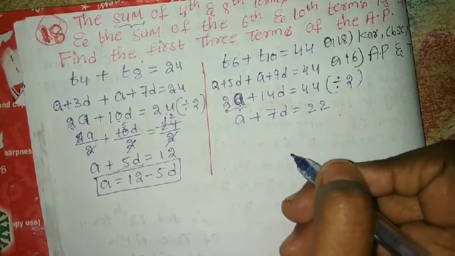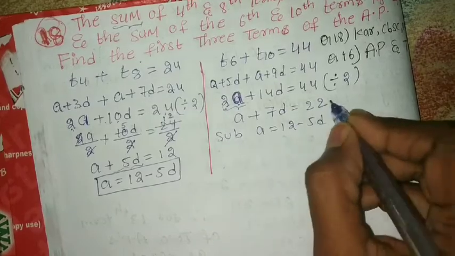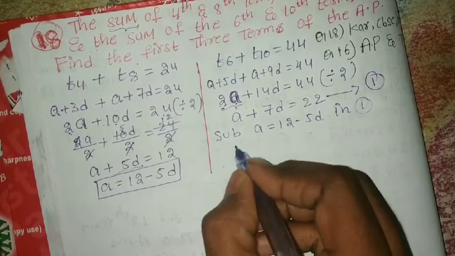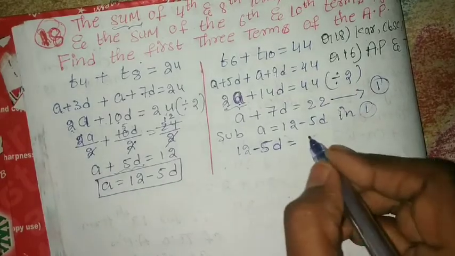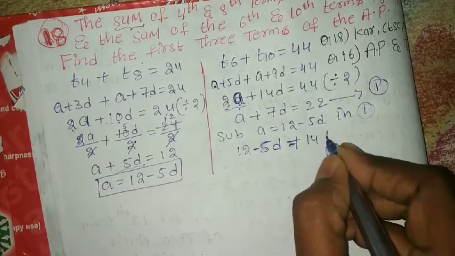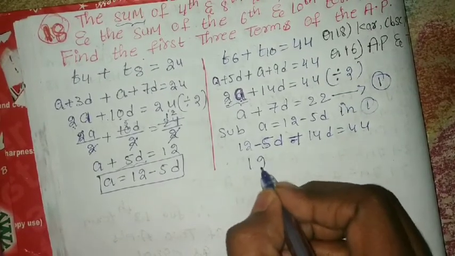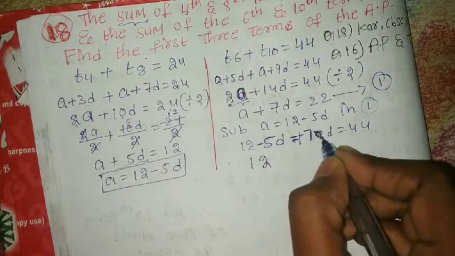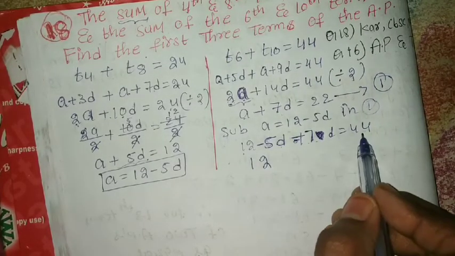We'll get like this. Substitute A is equal to 12 minus 5D. You can keep this as equation 1. What is A? 12 minus 5D is equal to, 12 minus 5D plus 14D is equal to 44. See here we are making a mistake. See here 7D, not 14D. This is 7D. A is 12 minus 5D plus 7D is equal to 22.